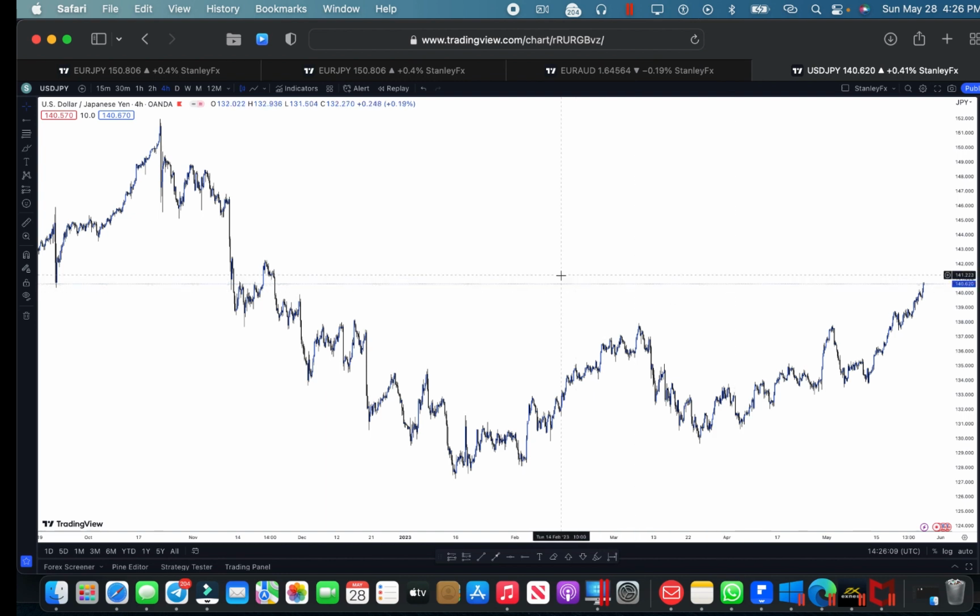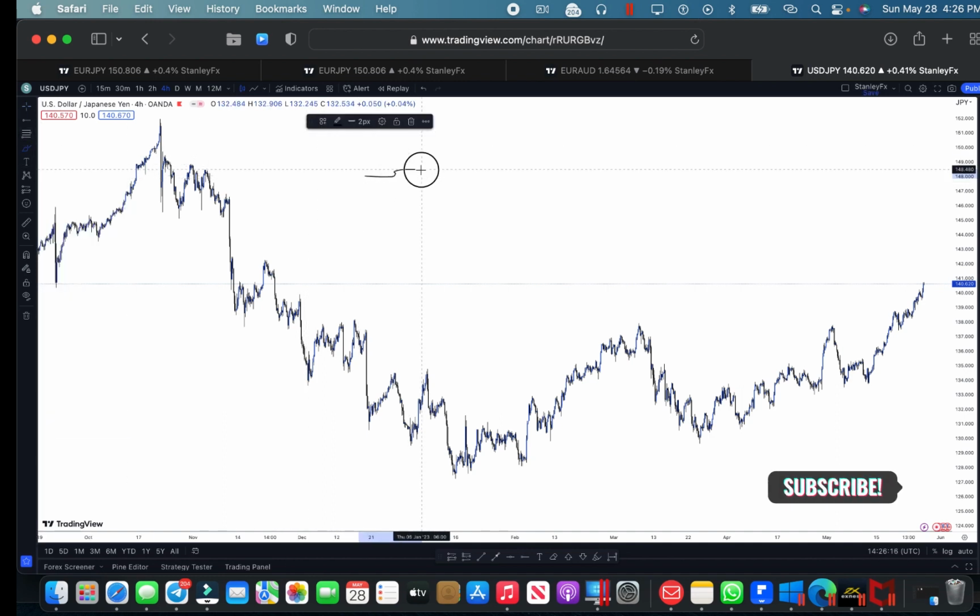For me, I only trade two market structures in the market: a bullish market structure as well as a bearish market structure. Before I do anything, I firstly have to make sure I understand market structure.